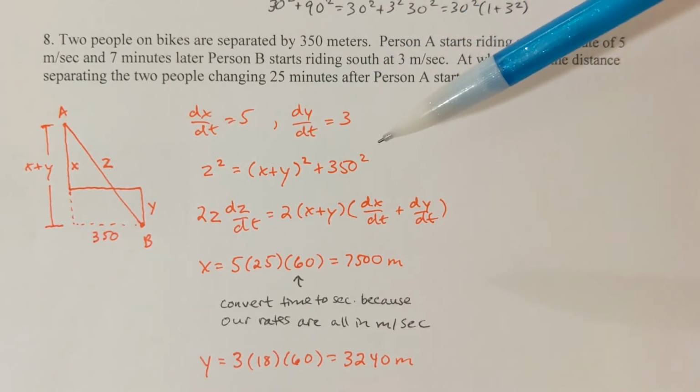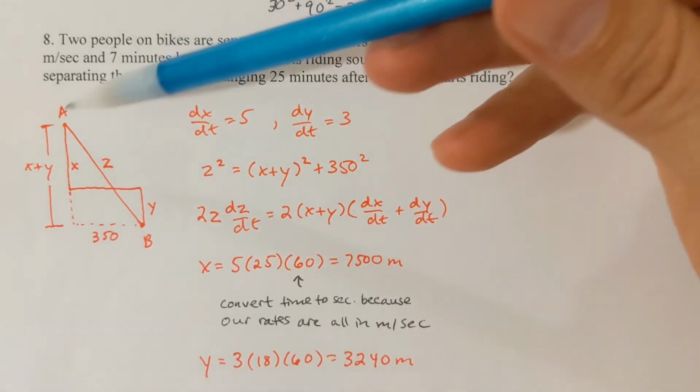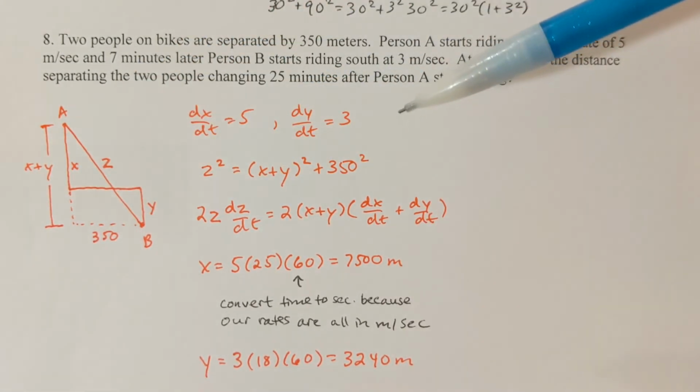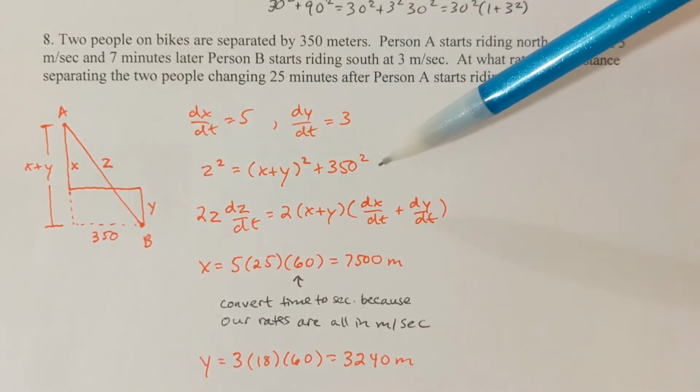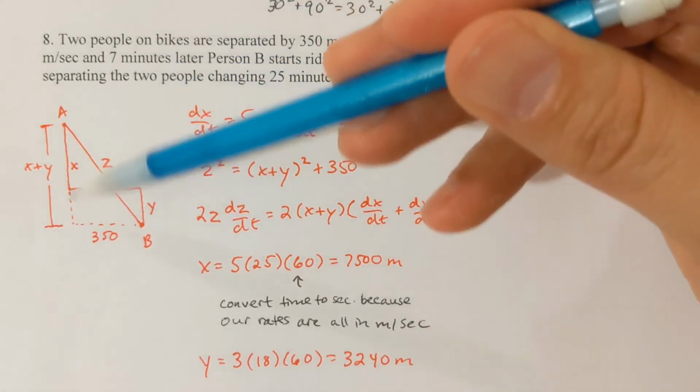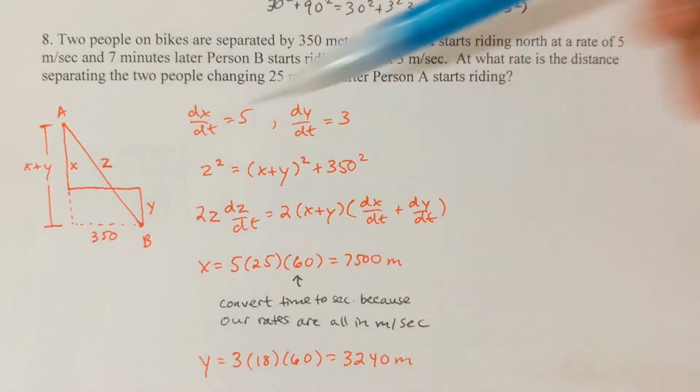So let me set up the equation here using the Pythagorean theorem. The sum of the squares of the legs equals the square of the hypotenuse. That's going to be 350 squared plus (x plus y) squared equals z squared.